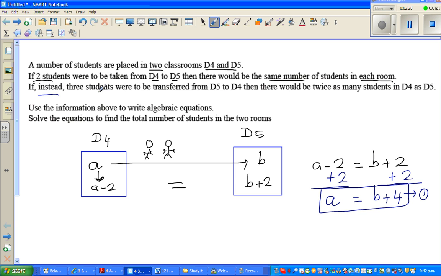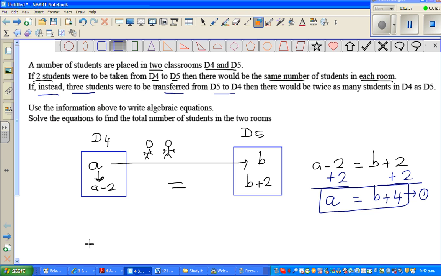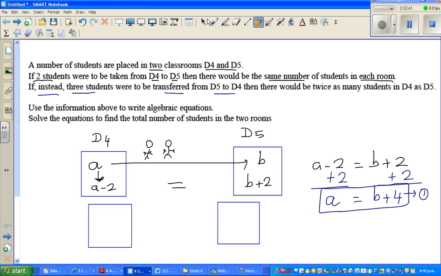Now if instead three students were transferred from D5 to D4. Let me draw the two rooms again. This is the second situation. Now this is D5 and this is D4, and the transfer is from D5 to D4. Three students are transferred, so B becomes B minus 3, and A becomes A plus 3.